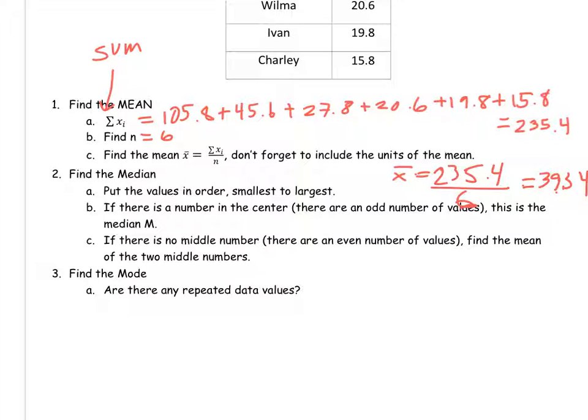And that means, with the units, the mean cost is $39.34 billion.